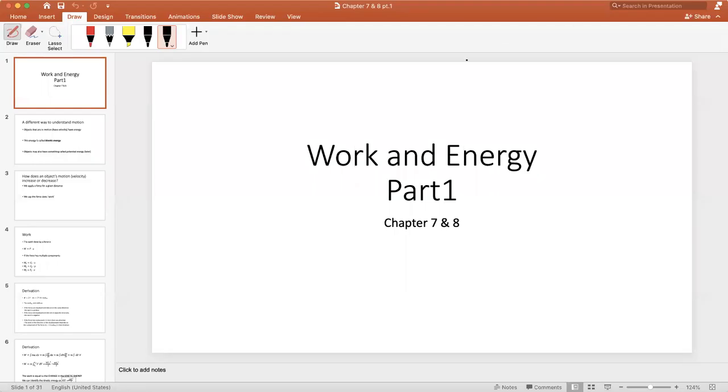Hello, everybody. This week we are covering chapters 7, 8, and 9. So this is our second unit, basically from exam 1 to exam 2. There are 3 units in this class. We're now in the second one.